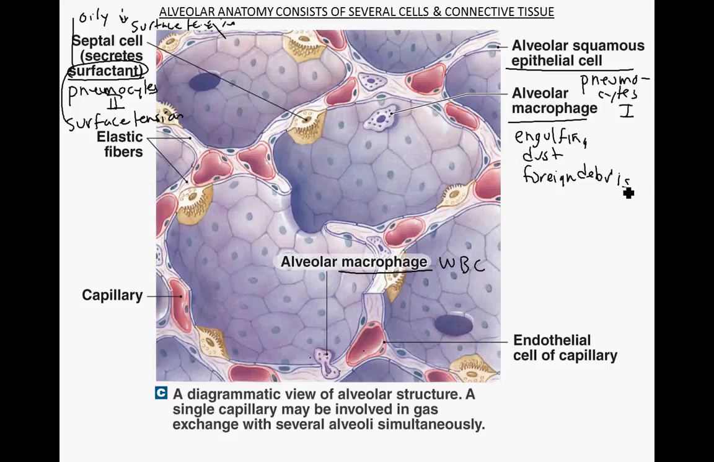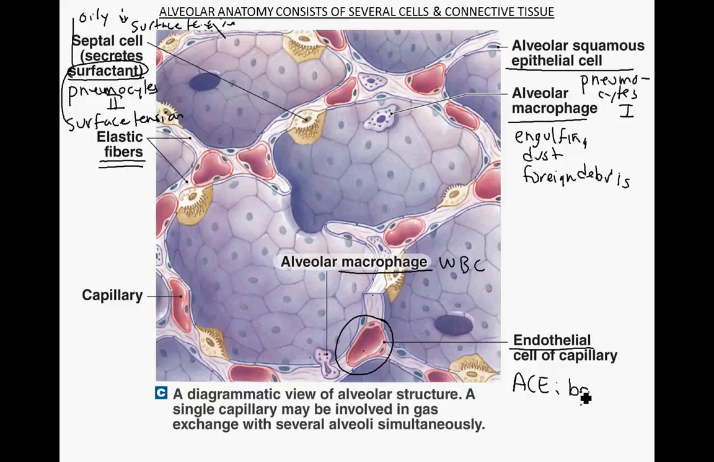The final structure we want to detail here is the capillaries themselves. We notice that these capillaries are sitting in, or finding their way through, a bunch of connective tissue. That connective tissue has a lot of elastic fibers in it that allow those alveoli to expand. These capillaries are lined with endothelial cells, and these endothelial cells secrete that ACE, or angiotensin converting enzyme, that plays a role in monitoring blood pressure.